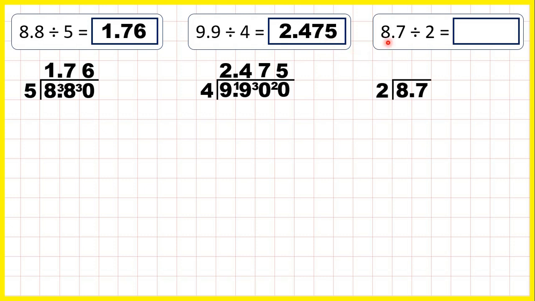Finally, we have 8.7 divided by 2. We copy up the decimal point. 8 divided by 2 is 4 with no remainder, but now 7 divided by 2 is 3 remainder 1. We need to write a 0 in the hundredths, and we can do that because 8.70 is the same as 8.7, but now we have a digit to write our remainder 1 in front of. So 10 divided by 2 is 5, which means our answer is 4.35.